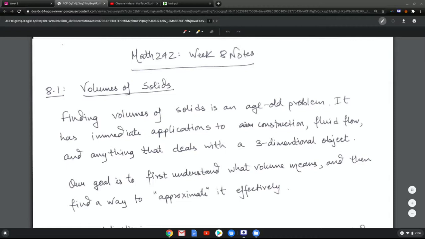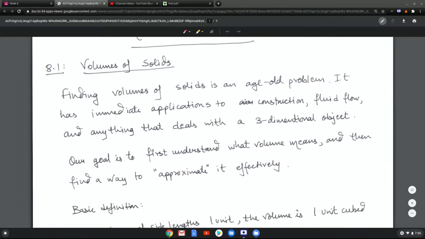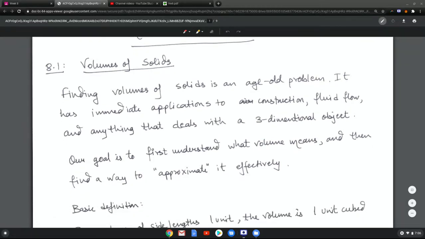Finding volumes of solids is an age-old problem. It has immediate applications to a bunch of fields. Well, any field that works with a three-dimensional object requires you to know how to find its volume.